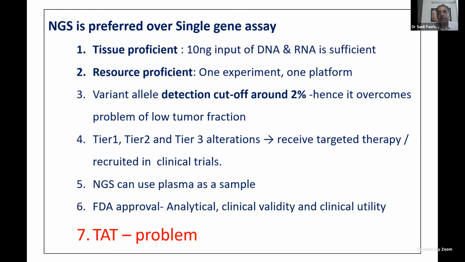So NGS is preferred over a single gene assay because it is tissue proficient. 10 nanograms of input DNA or RNA is sufficient, and it's also resource proficient: one experiment, just one platform. And depending upon the alterations like tier 1, tier 2, and tier 3 alterations, the patient can be managed.